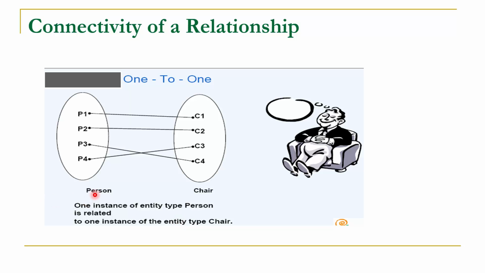For example, here let us consider an entity set person and another entity set chair. The relationship between person and chair is one-to-one. You can clearly see from these instances that one person can sit on one chair, and for a given chair there is only one corresponding person. So the relationship between person and chair is a one-to-one kind of relationship.